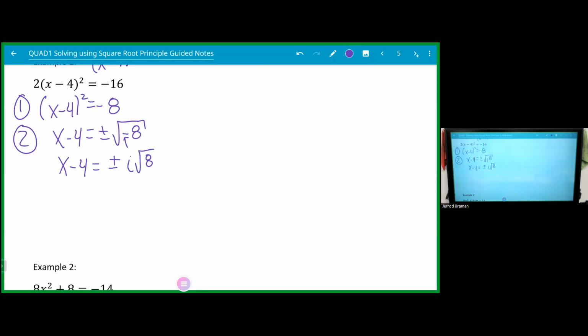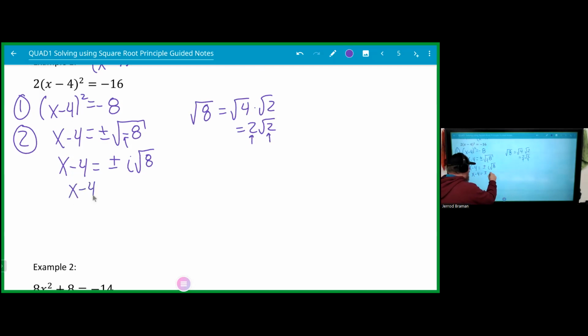To simplify the square root of 8, we do the same process. Square root of 8 is the square root of 4 times the square root of 2, which is just 2 root 2. But let's look to see where the i goes here. The i will go after whole numbers, after the 2, but before a radical, before a square root. In other words, what we have is x minus 4 is plus or minus 2i square root of 2. The order matters. Make sure you have the order correct.